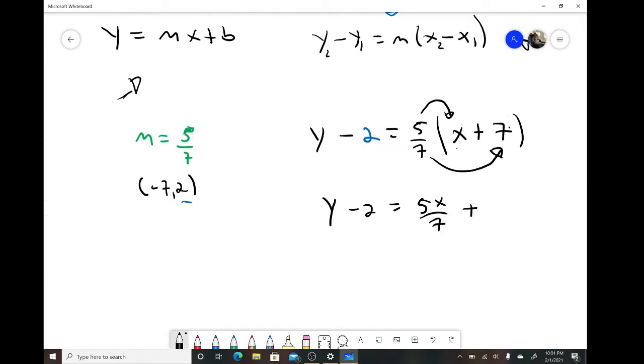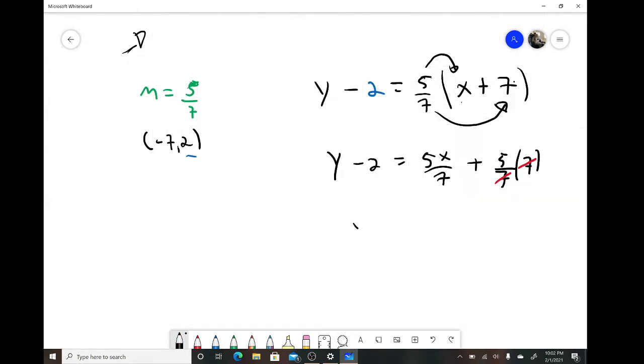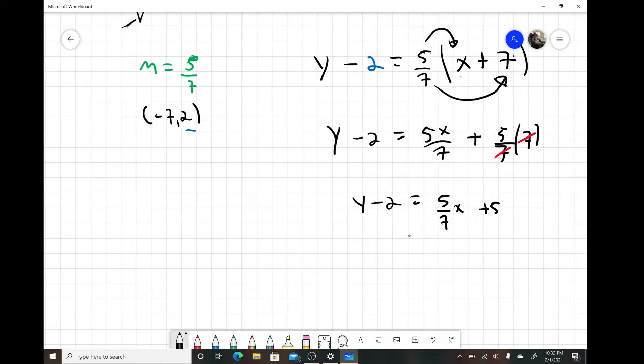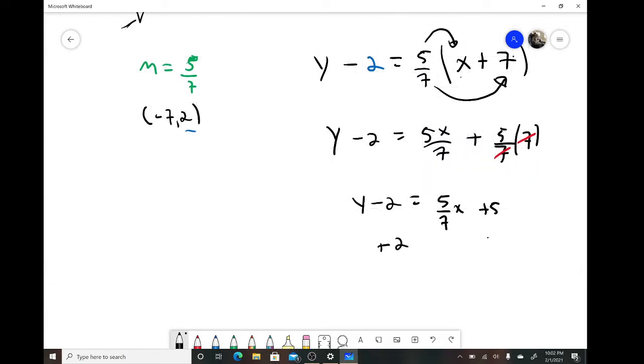If I went too fast, let me just rewrite it. This is probably the only time that I'll do this. This is 5 over 7 times 7. So the 7s cancel out. That's basically what happened there. So we're just left with the 5. So we have y minus 2 equals 5 over 7x plus 5. Finally, we add 2 on both sides, and we have y equals 5 over 7x plus 7. And this is the solution to the problem.